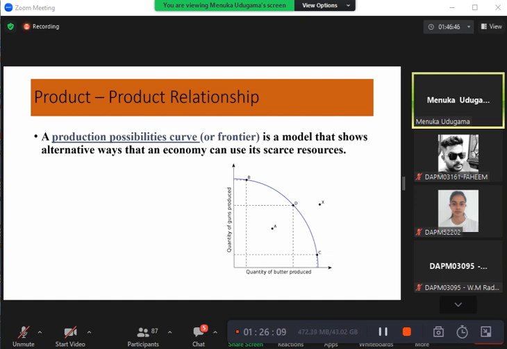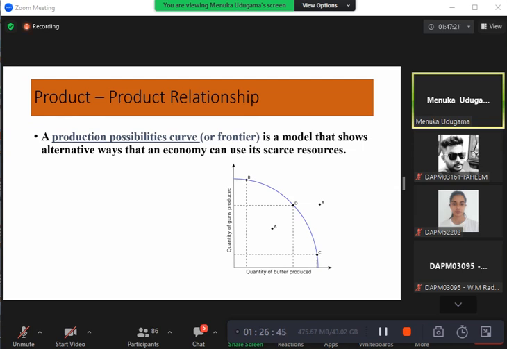It's a model that shows alternative ways that an economy can use its scarce resources, right? Because the resources are scarce, you get this type of curve. You can see that it's a bowed-out curve, in fact a concave curve. It's not like this. Instead, it's this shape because of the scarcity of resources, right? So let's go through this now.